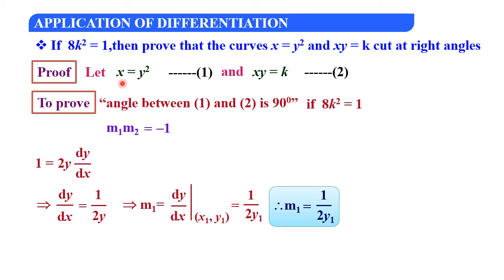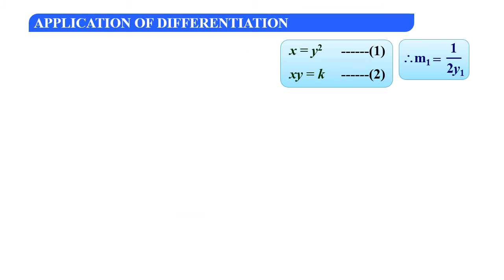Next, differentiate it. x differentiation is 1, y square differentiation is 2y dy by dx. Okay, it is the slope of the first curve. Next, find the derivative of the second curve. Here x is u and y is v. x keep as it is, y differentiation is dy by dx, plus y keep as it is, x differentiation is 1, 1 into y is y, then k differentiation is 0. Call this equation number 2. Then dy by dx equal to minus y divided by x.